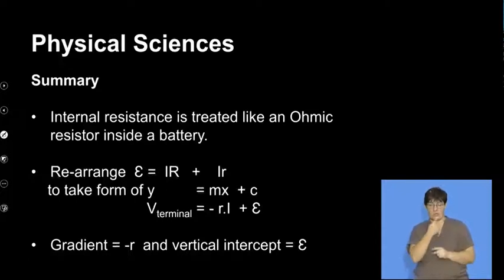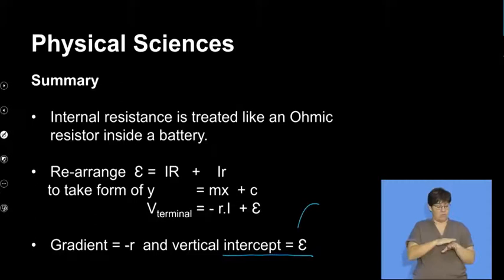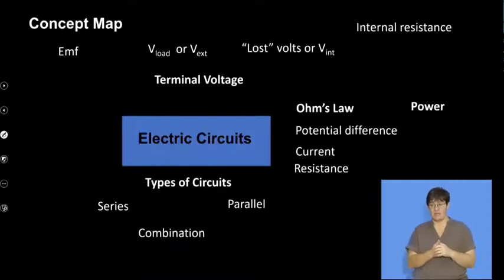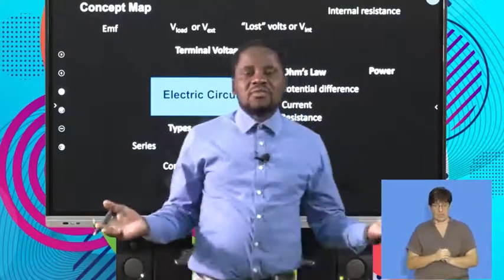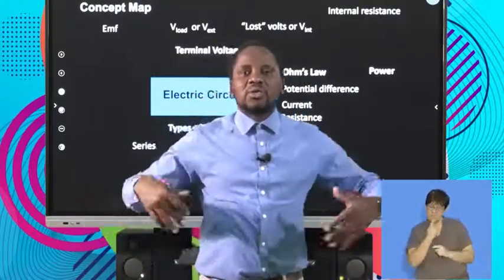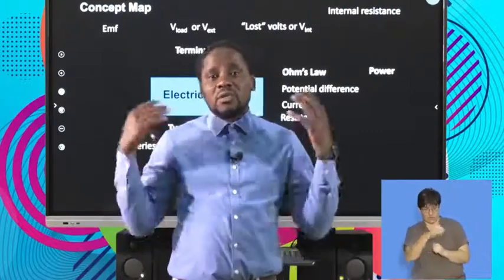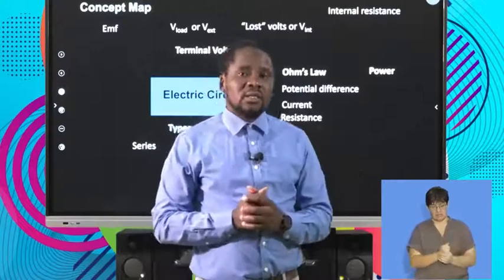We've also managed to say that the intercept, when there is 0 current, represents the internal resistance, and we've managed to use the gradient to calculate the magnitude of the internal resistance of the battery. So these are some of the questions that you need to ask yourself to try to understand the concept of internal resistance.